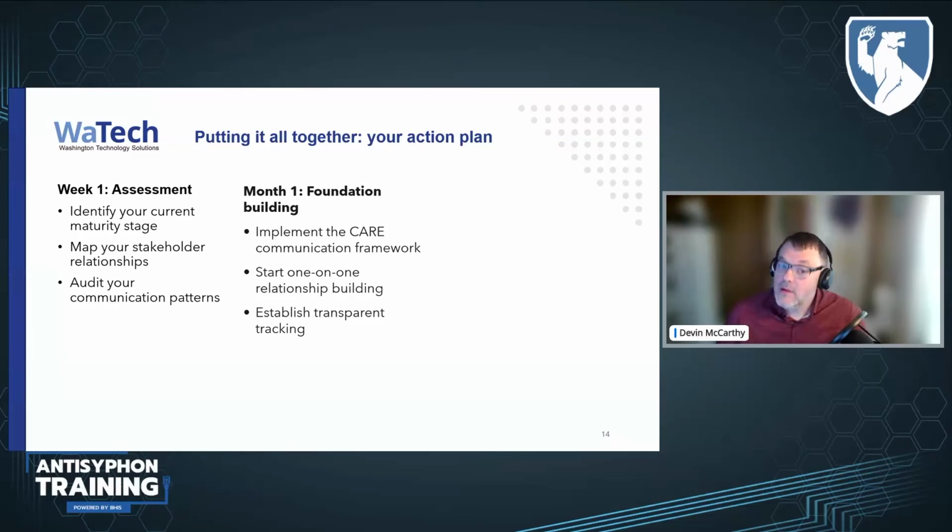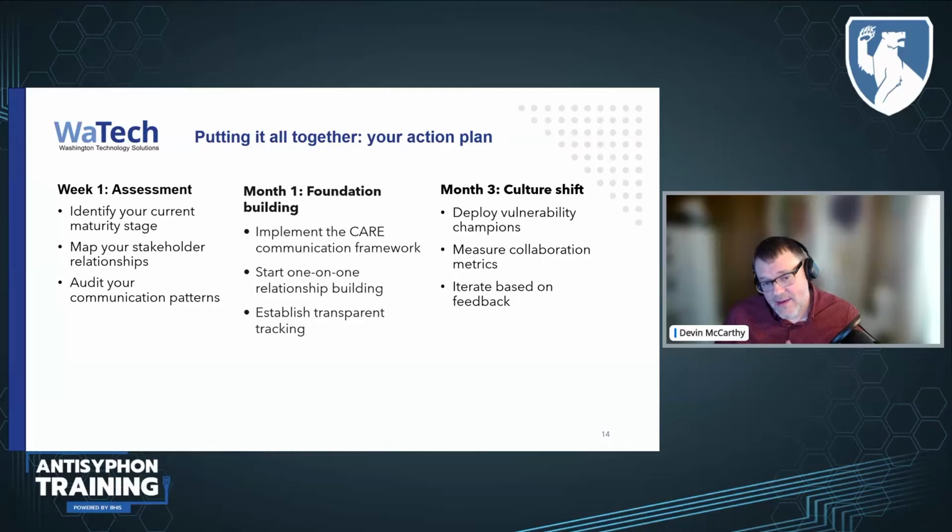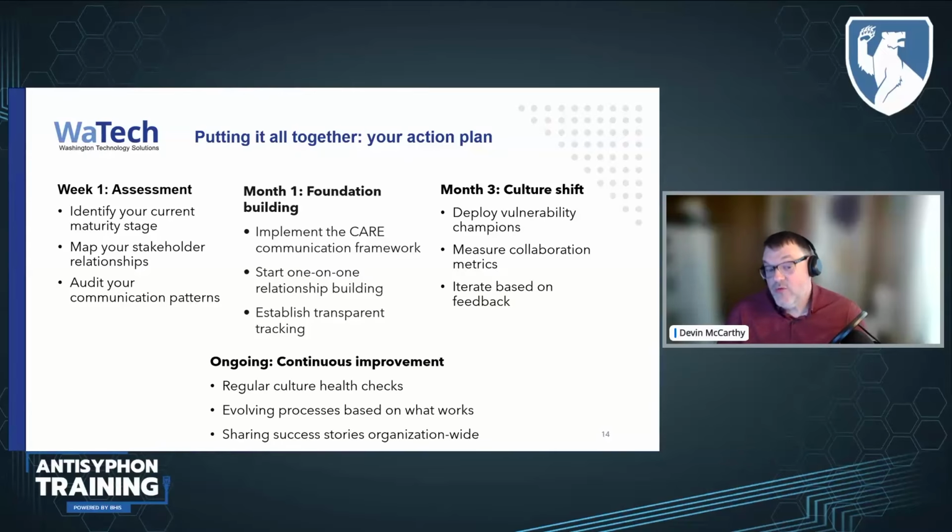Month one, building the foundation. So implementing, as I said, that care communication framework, starting one-on-one relationship building, establishing transparent tracking of your vulnerabilities. And then about 3 months in, the culture shift: deploying vulnerability champions, measuring collaboration metrics, iterating based on feedback. And then finally, continuous improvement. So once you have this in place, having regular check-ins, evolving processes based on what works, and sharing success stories.